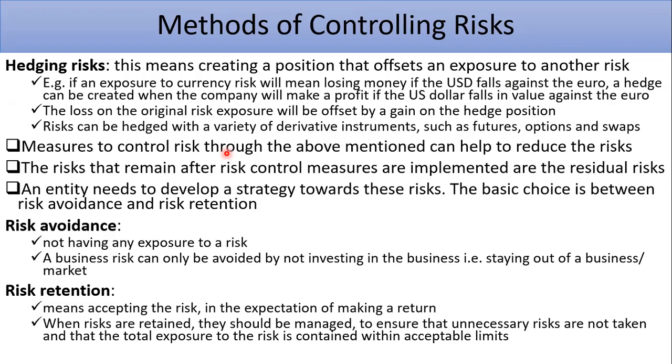Now, an entity needs to develop a strategy towards these risks. The basic choice is between risk avoidance and risk retention. Either you avoid the risk or you retain the risk. Risk avoidance means not having any exposure to a risk, meaning that you are not ready to even be in business. If there is exposure in the market, you pull out of the market. If there's exposure in the business, you pull out of the business. This means that you are avoiding the risk, and that also means that you will not make any profit or benefit because you have pulled out of the market. That is risk avoidance.